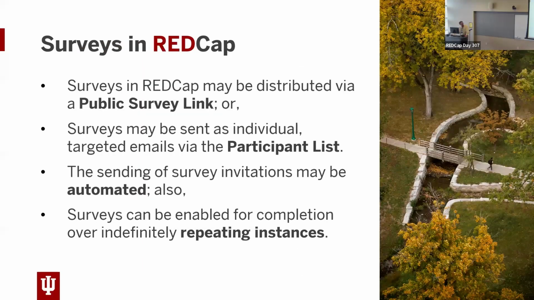Surveys in REDCap, I'm just going to touch on here that you can distribute surveys via a public survey link or via individual targeted emails using the participant list. So when you're thinking about sending out surveys in REDCap, those are the 2 basic ways that you're going to do that. Either you have a URL that's available to be sent out to anyone, and they're going to create a record in the project by submitting a copy of that survey. Or if you already have a list of email addresses, you can add that directly into the project, into the participant list, and then be able to send out individualized survey links.